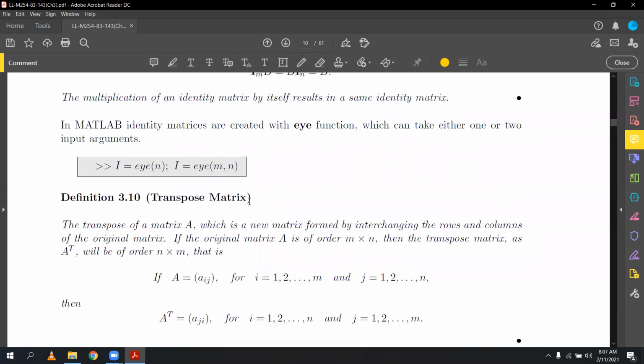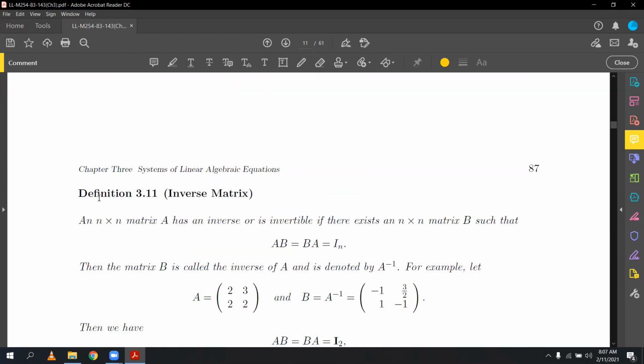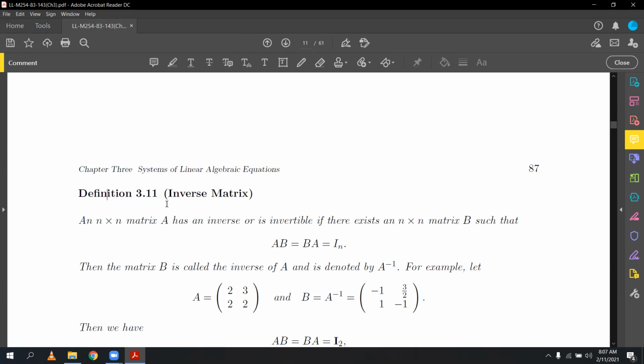Then we have transpose. You know, transpose means you interchange row and column. This is not very much important for us here now. This is the things we have. The other case, we have the inverse matrix.